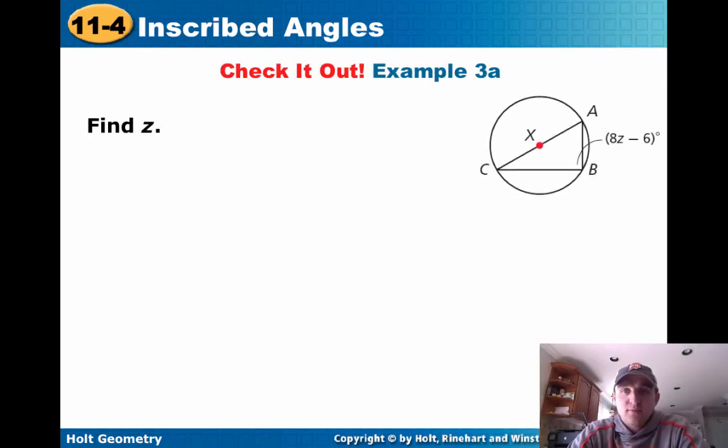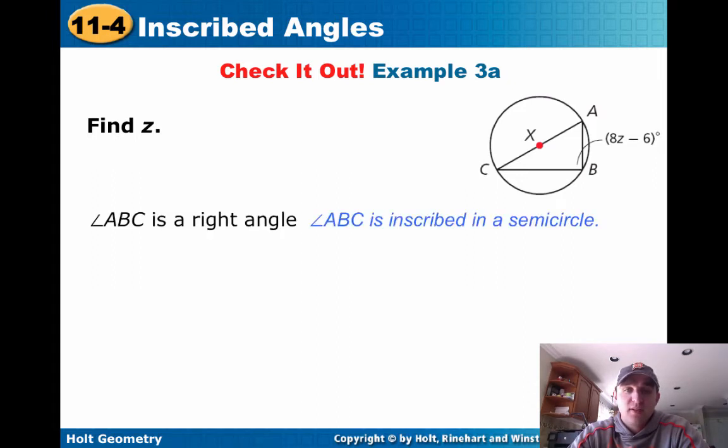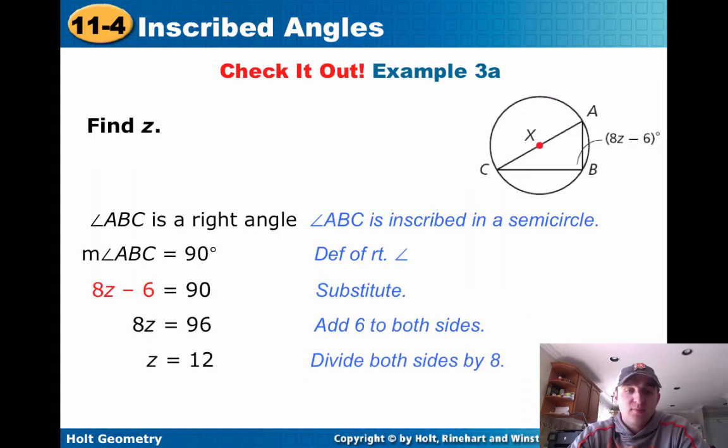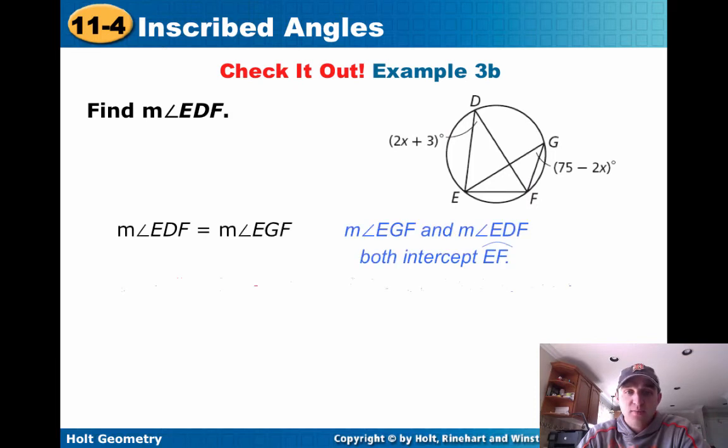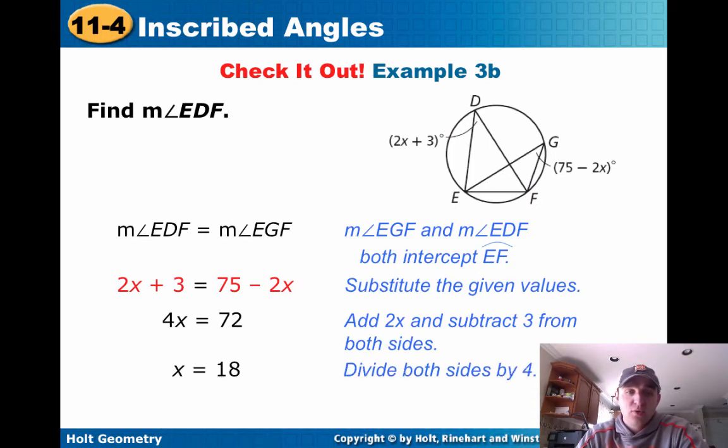Okay, I want you to try it, see what you can get. All right, of course, we're setting it equal to 90. We're solving it, and we're going to get our answer of 12. How about this one? Try it out. We're looking for EDF. Of course, these are both subtended by the arc EF. So if they both open up to the same thing, we can set them equal to each other. If we set them equal to each other, we get x is 18, plug it back in, and we get 39 degrees.